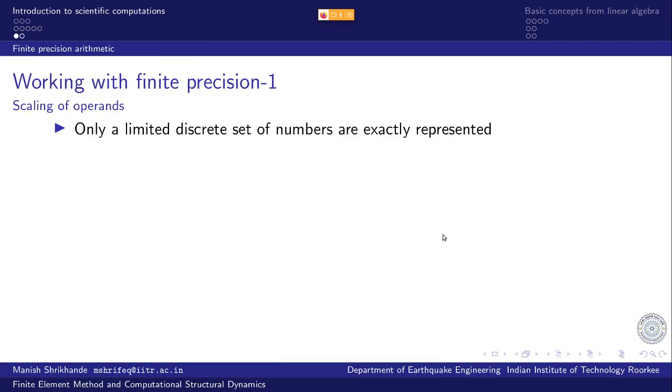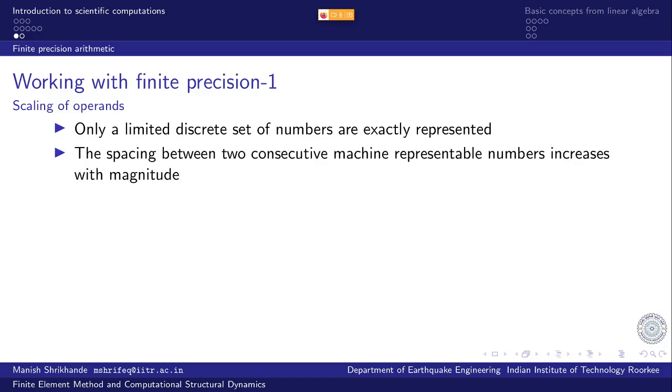So how do we work with finite precision? That is a fact that we have to live with: finite precision arithmetic. Nothing can be done about it. The computers are designed that way. So the only way to work with these limitations is to realize that only a limited discrete set of numbers are exactly represented on the machine. Those are known as machine represented numbers.